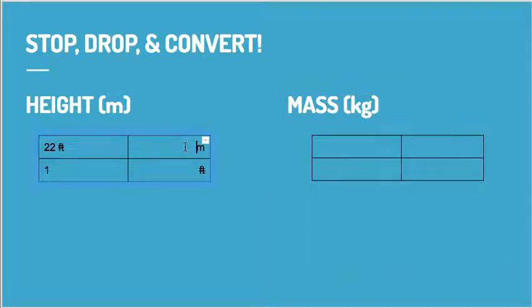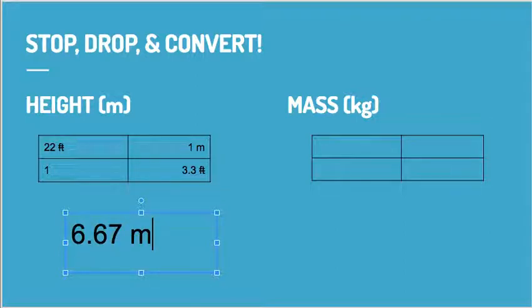And in 1 meter, there are 3.3 feet. Okay, so in your calculator, you would type in 22 divided by 3.3, and that is 6.67 meters. So this is the value we'll use for height when we plug into the equation.